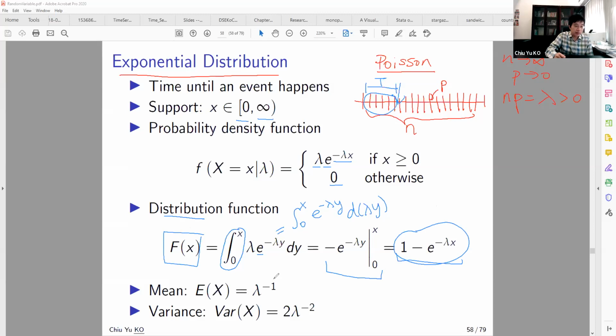Of course, the most important part is the mean and the variance. That would be something you care about. The mean is just 1/lambda, and the variance is 1/lambda squared. So this is different from Poisson, but this is interesting enough. So 1/lambda is the time that the event will happen.